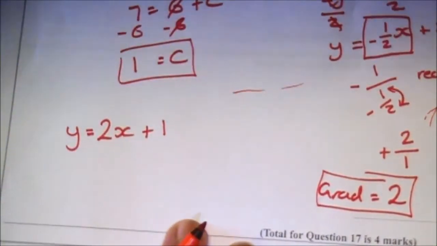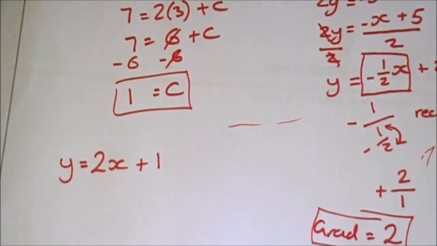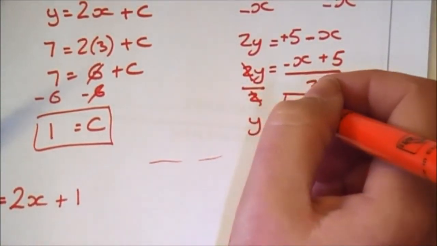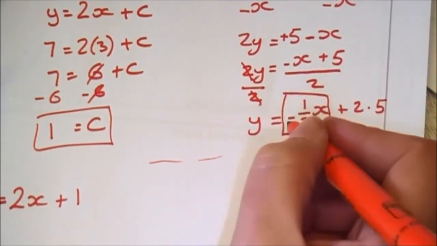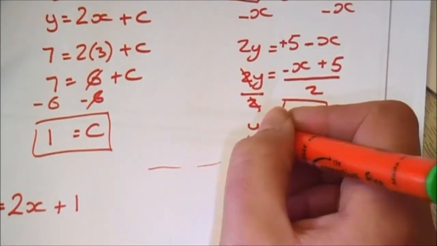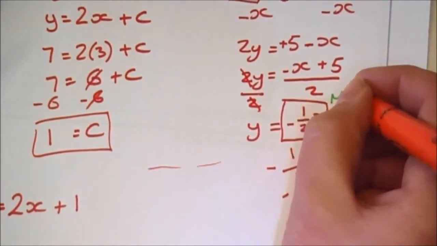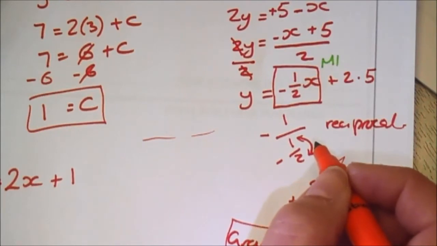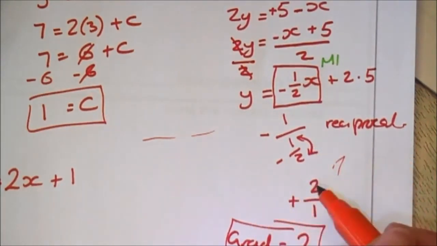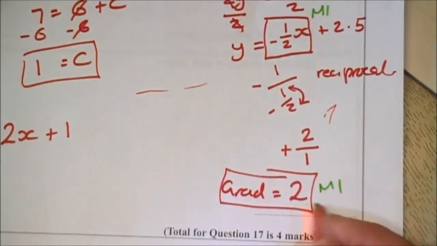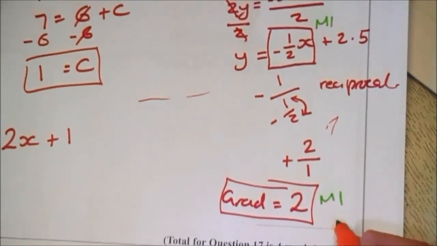And that's that finished. Now, with regards to how the marks are distributed, you get 1 mark for identifying the fact that the original gradient is negative a half. So if you've managed to get y equals negative a half, that's 1 mark. The second mark is for correctly finding the gradient of the perpendicular line, which is 2. So that's down there. That's your second mark.